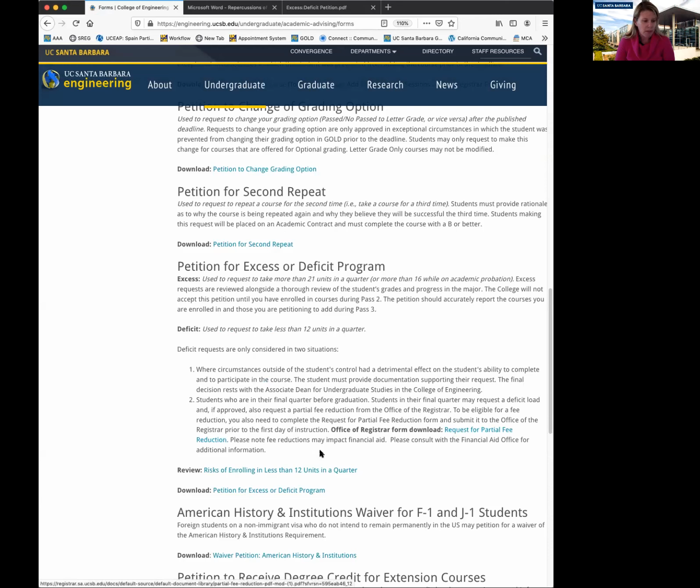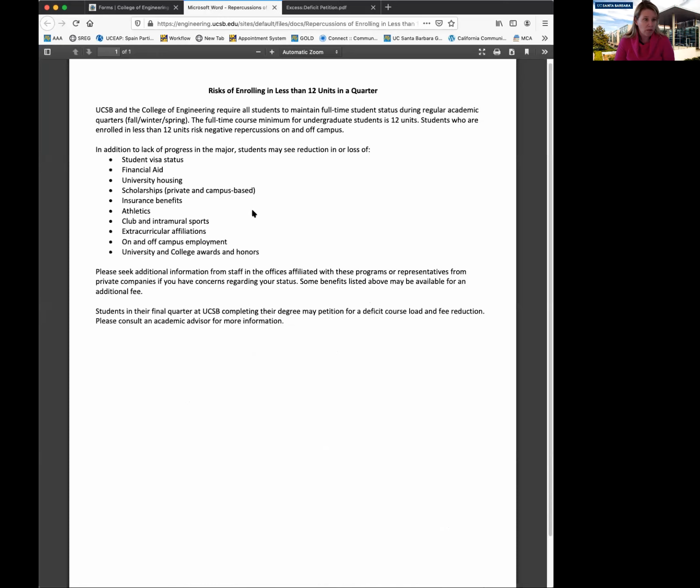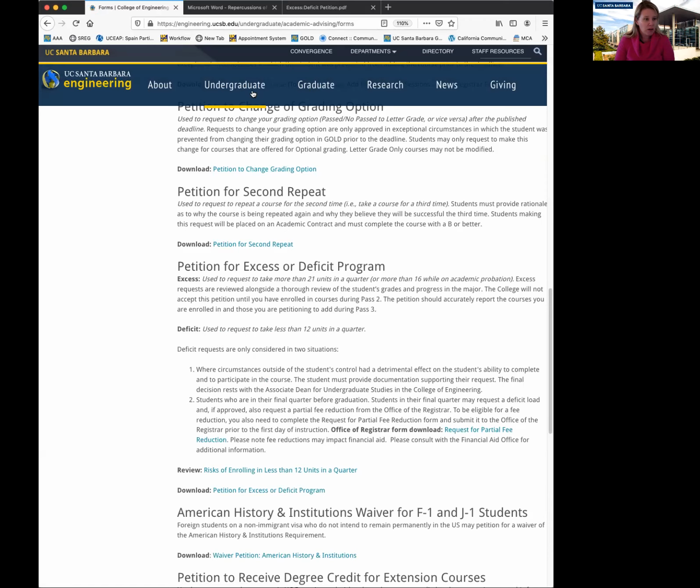And then one final thing, if you need a reminder about what some of those other affiliations might be, if you click on the risks of enrolling in less than 12 units a quarter, it will take you to this page where we remind you of some of the affiliations you may have to check in with to see if there's any implication to taking less than 12. So again, the form is on our website.